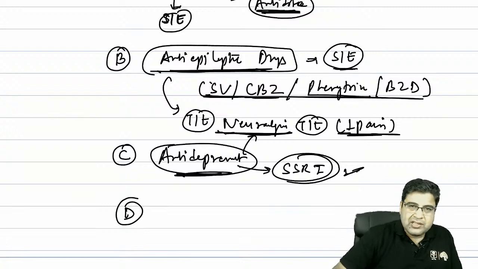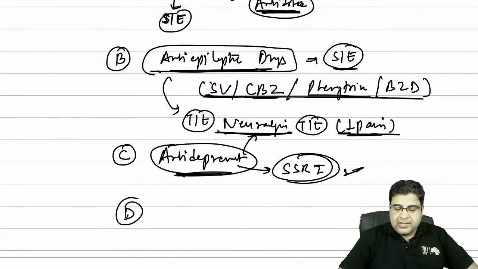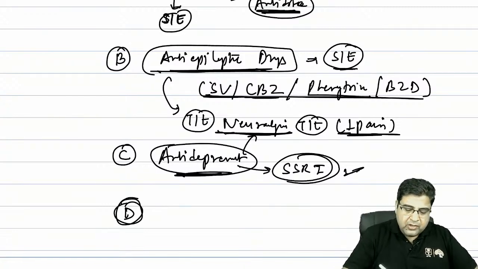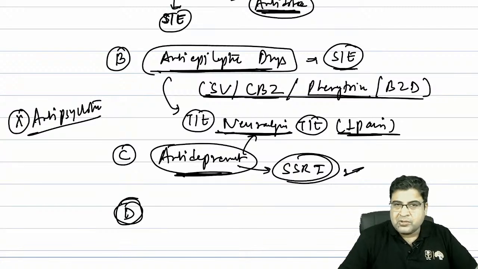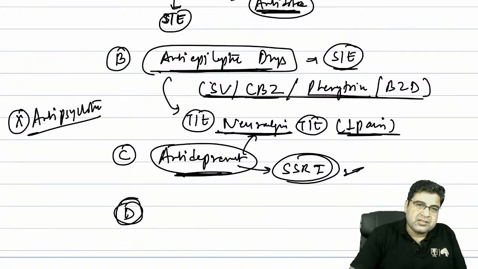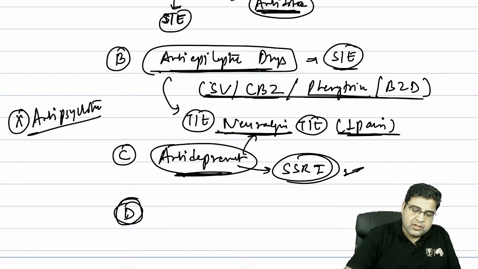Now, antipsychotics are usually not asked in your exam. So antipsychotics you can leave. The topic that you have to ignore is antipsychotics. I haven't seen any MCQ in your exam from antipsychotics. So this topic you can ignore.